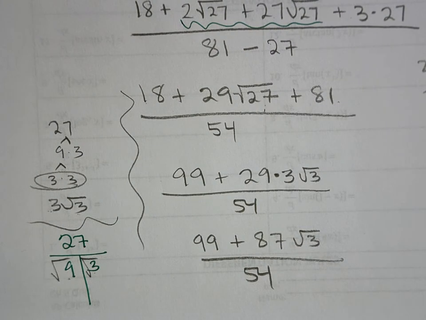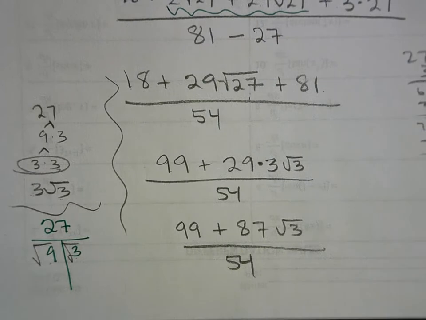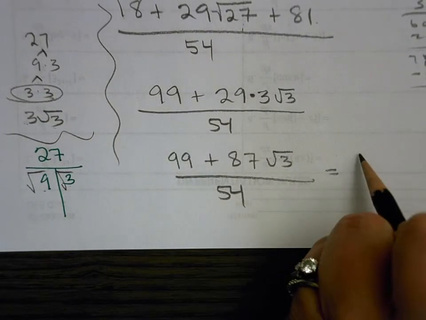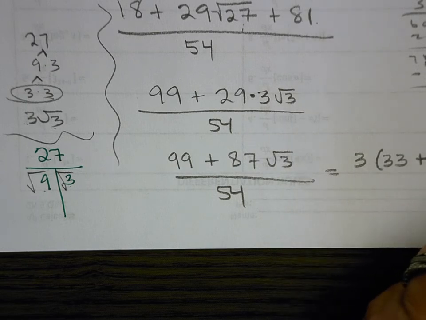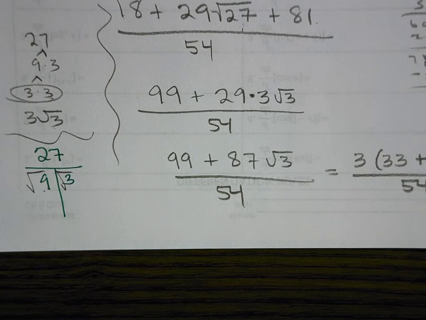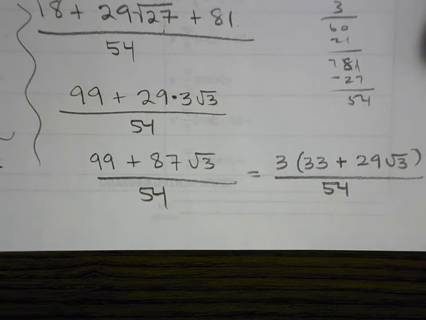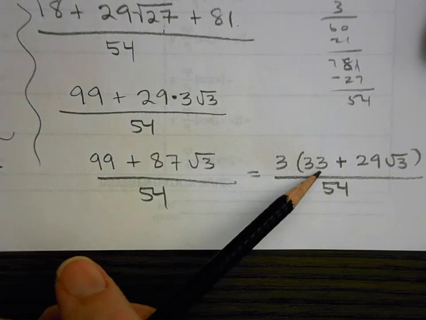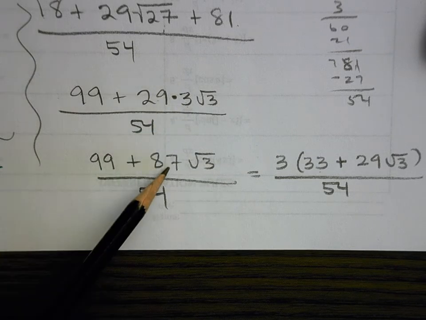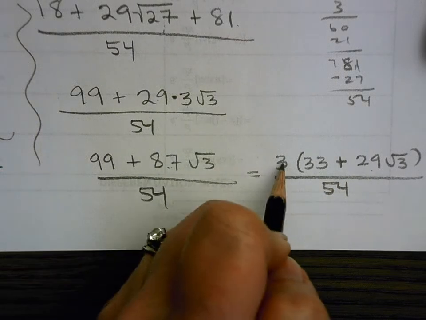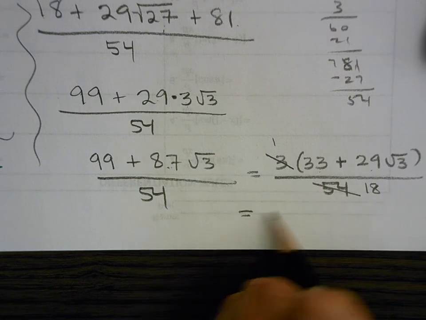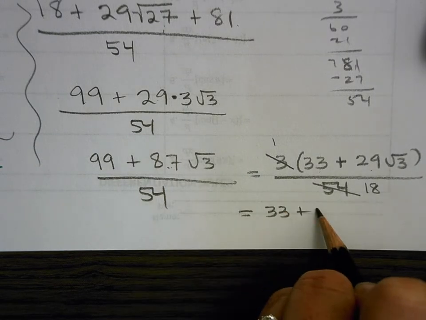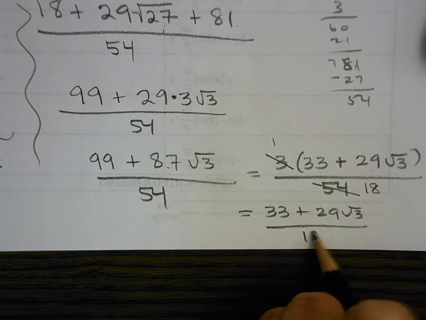All right, so then as far as reducing goes, it looks like I can pull out a 3 out of the numerator. So 99 divided by 3 is 33. And since 3 times 29 was 87, then that means when I divide 87 by 3, it would just be 29. And so then now I can reduce this. So 3 goes into 3 once, and into 54 18 times. So then I would have 33 plus 29 root 3 all over 18.